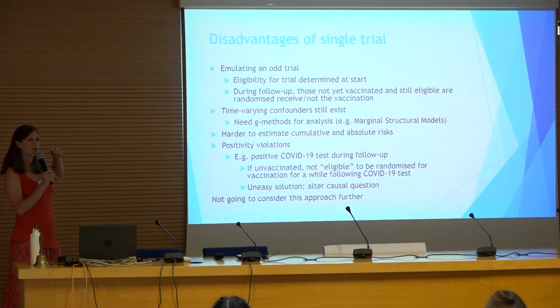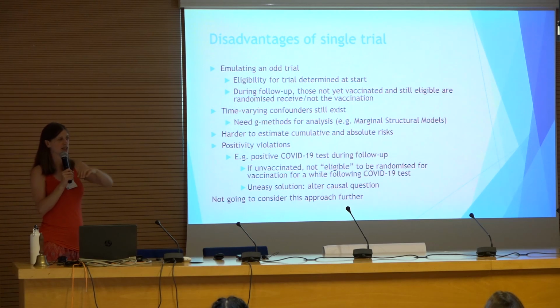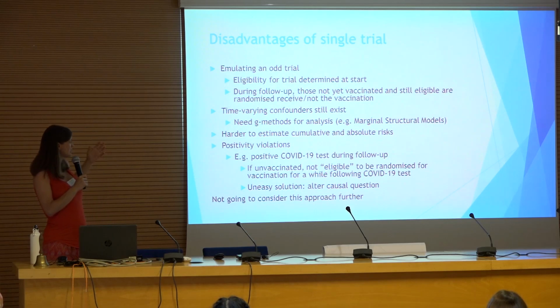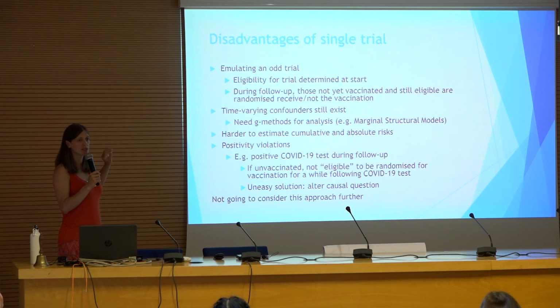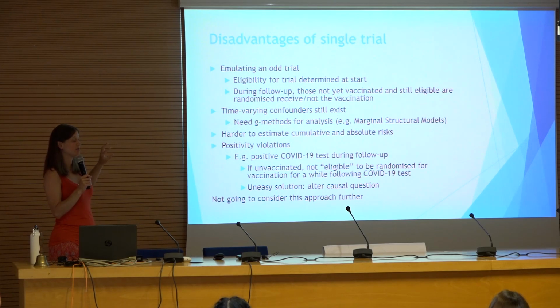For a start, if you want to think about what you're emulating here, what trial might give you the same answer, it's a really weird trial. It's a trial where you determine eligibility at the start, but don't immediately randomize people. You wait, and every day you do a bit of randomization. You take people who haven't yet been randomized, and you randomize some of them to receive treatment. So it's a funny trial to think about. You've got time-varying confounding, so you need to use something like marginal structural models, which is very complex. It's much harder to estimate absolute risks, which is a problem. And you have positivity violations, because people who had a positive test during follow-up, I didn't allow them to be in subsequent trials. That was easily handled in the previous approach. But in this approach, we've just got a problem, and there's no good solution to it. So I'm not going to consider this approach further, basically.